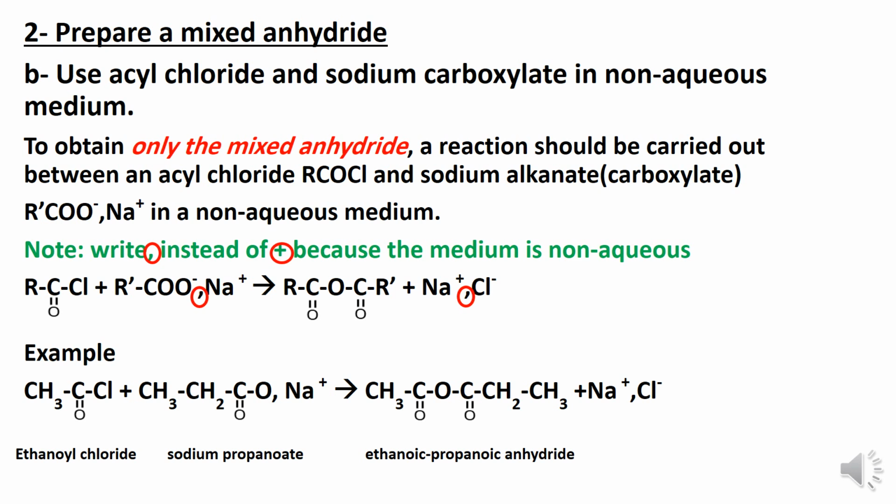Example, let's take ethanoyl chloride plus sodium propanoate. What do we get? We get ethanoic propanoic anhydride, which is the mixed anhydride, plus sodium chloride.